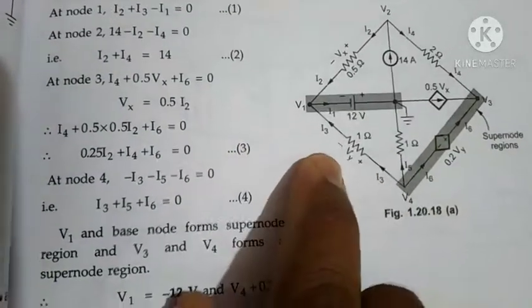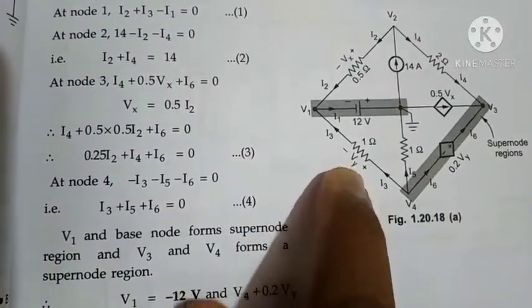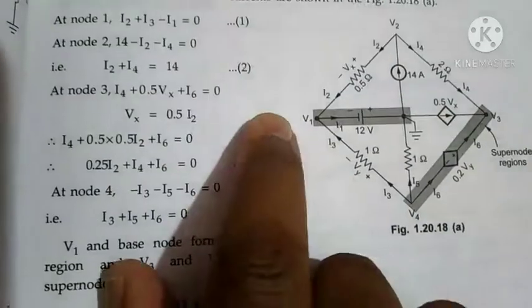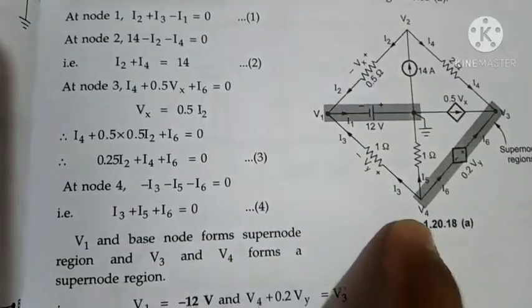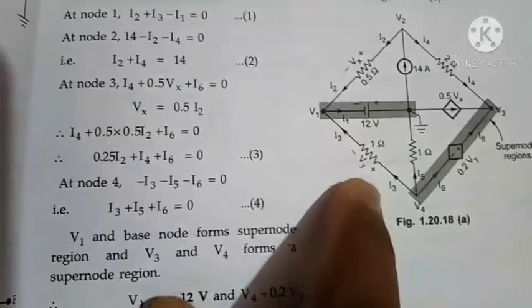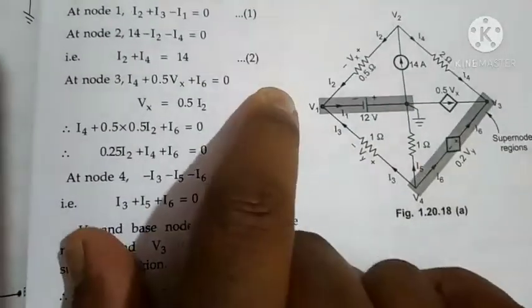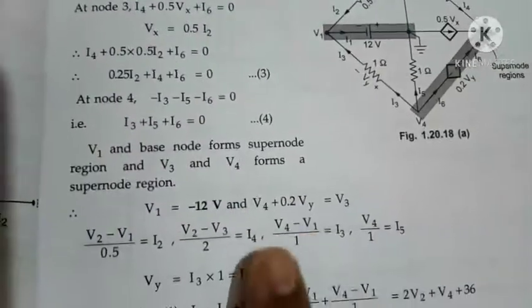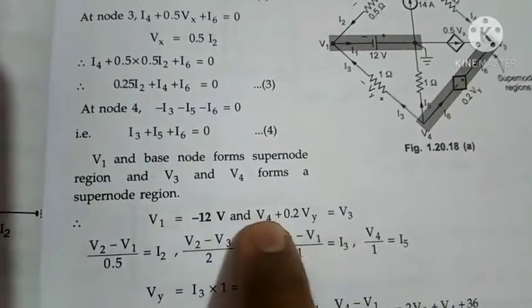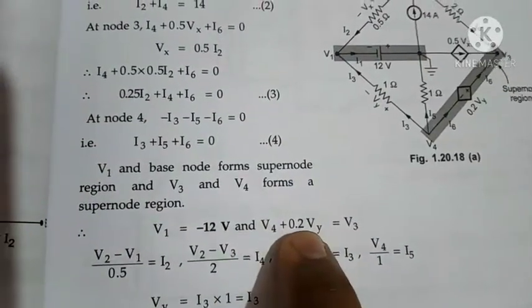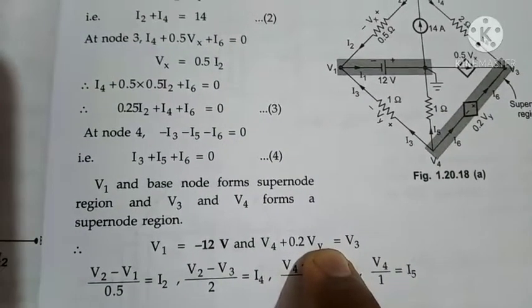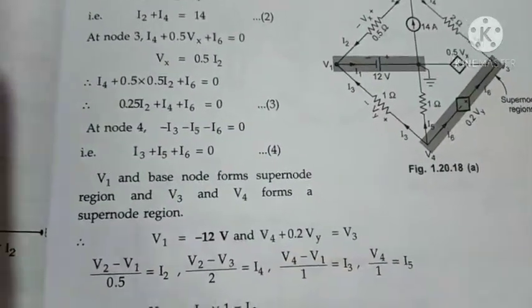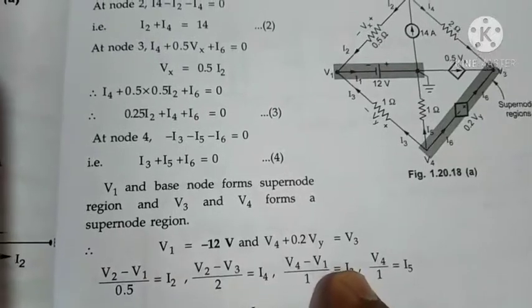What is Vy? Let us see where Vy is. Vy is the voltage between V4 and V1, with plus connected to V4 and minus connected to V1. So Vy can be written as V4 minus V1. Therefore V3 here can be written as V4 plus 0.2 into (V4 minus V1), and after substituting we will get another equation.